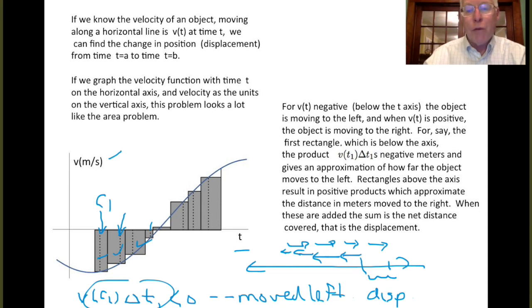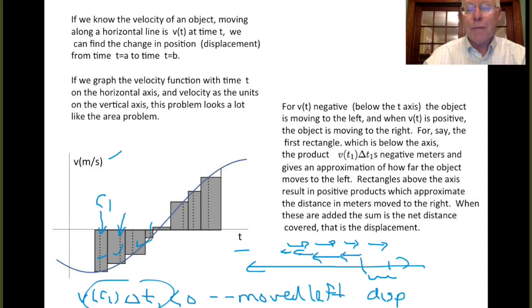So adding these rectangles, thinking of the ones below the axis as negative, or distance to the left, or negative distance, and the ones above as positive. When we add these rectangles, we get the so-called displacement. That is, how far is the object from its starting position.